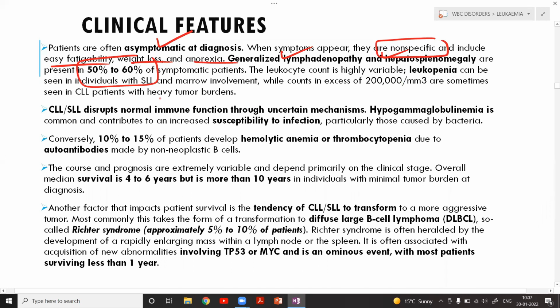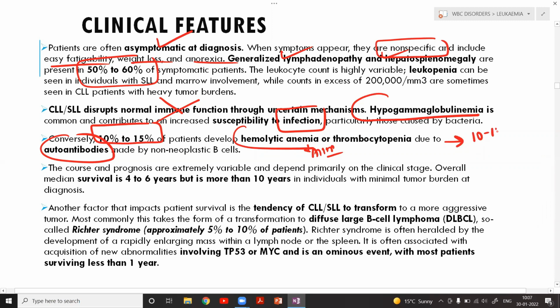Now, CLL is also disrupting the normal immune function. So usually there is hypogammaglobulinemia, and such patients are quite susceptible to infection. Remember, only 10 to 15% of the patients develop autoimmune hemolytic anemia, or they might have thrombocytopenia because of formation of autoantibodies by the non-neoplastic B cells, which act against the platelets and RBCs. And remember, although this takes place in 10 to 15% of cases of CLL, 100% of your exam questions will give this history. So that is why this becomes important.